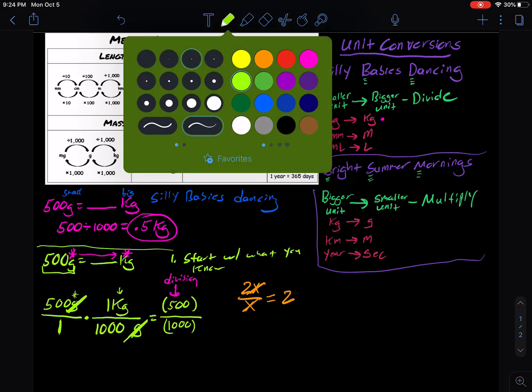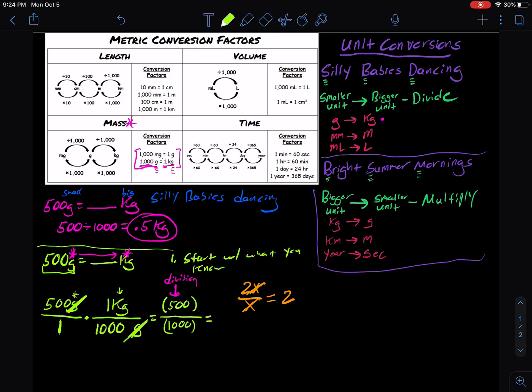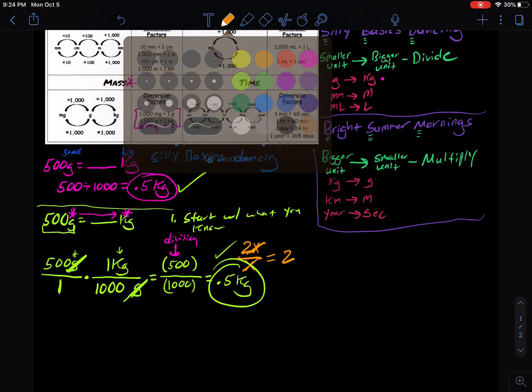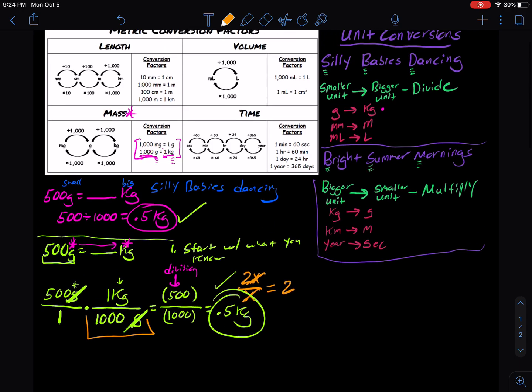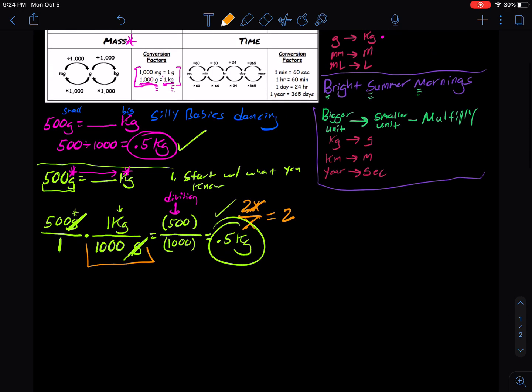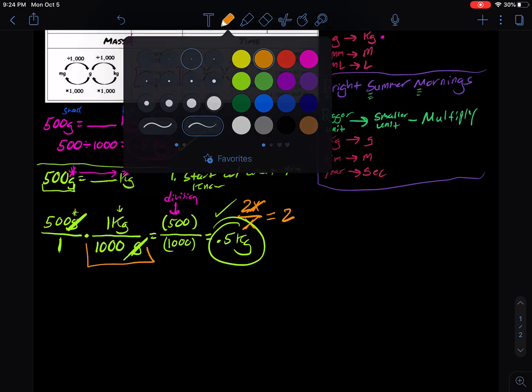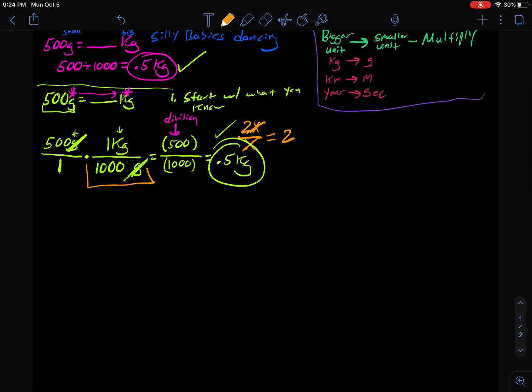So now just go through and solve. 500 divided by 1,000 is 0.5 kilograms. So you see that here and here we get the same answer. The one is a much shorter process, but the other one lets you see exactly how to do the problem. And this is what's going to be known as a one-step unit conversion because there was only one unit conversion factor. So this is a one-step unit conversion. Let's do another one. We're going to do another silly babies dancing. We'll just leave it as the orange for now.